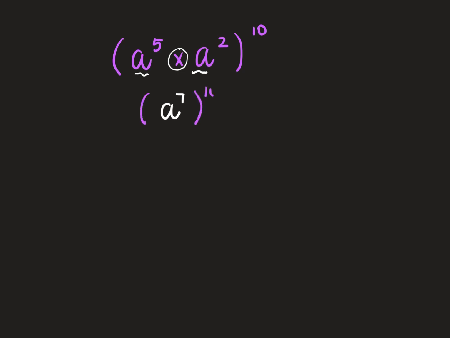Here's a trickier one. How would we do this? Well, we've got a to the power of 5 times a to the power of 2. The bases are the same here, and I'm multiplying the terms. So what do I do for that bit? I add the indices. Now I've still got these brackets around it. What do I do next? Well, raising a power to a power, I multiply the indices.